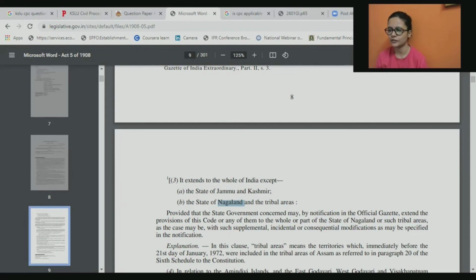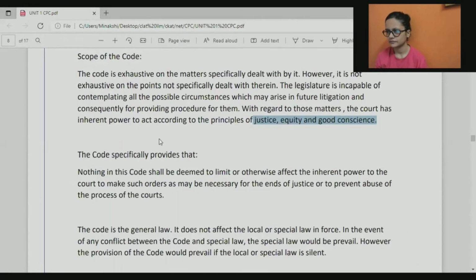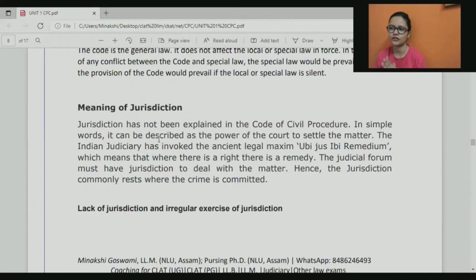The Code of Civil Procedure is applicable. That was about the application of this legislation, history of this legislation, scope of the act. Now, there is one more part which is jurisdiction of courts.